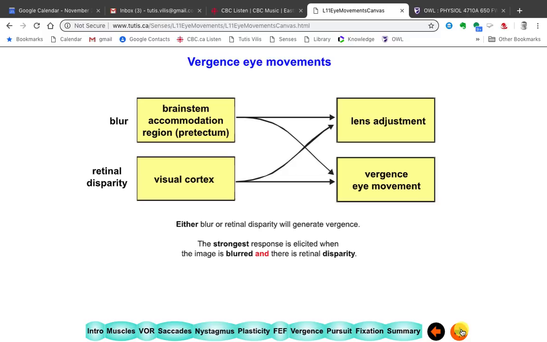So what systems are working here? Well, first of all, you get a blur. Things aren't the right sharpness, and that's sensed by the brainstem, and it sends a signal to adjust the lens shape and to move the eyes. At the same time, you see retinal disparity, differences in the two eyes.